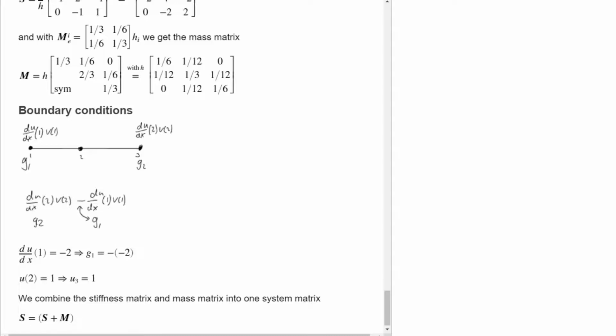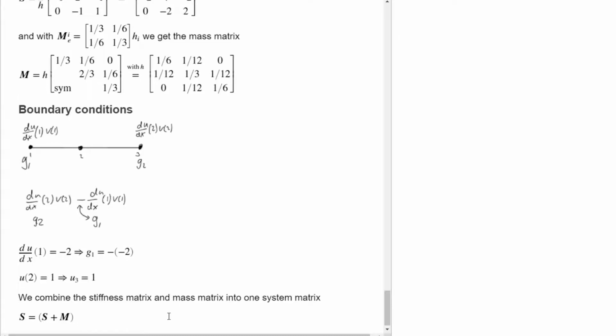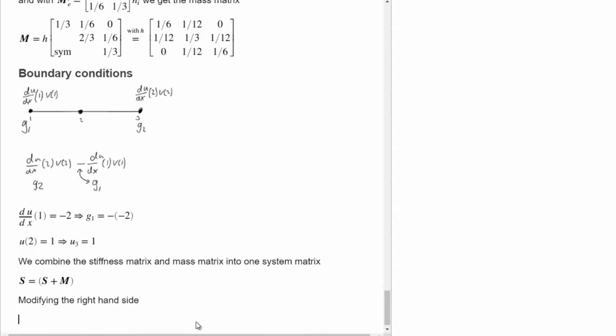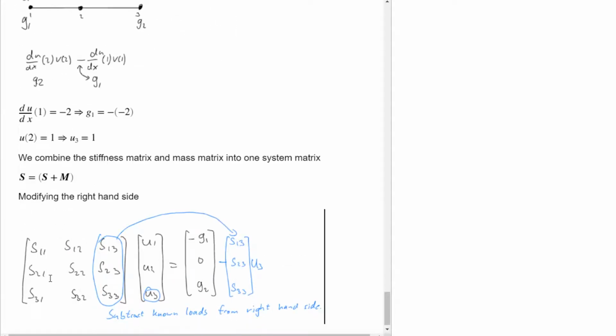Okay, we need to talk about modifying the right-hand side. So I've drawn this picture from the PDF lecture notes. We have our system matrix here, which is the combination of both S and M. And we have our solution vector here, and we have our right-hand side here, this black stuff. Now, U3 is known. It was known in the last lecture as well, and we didn't do this business. Why not? Because U3 in the previous lecture was actually 0. Now it's not. Now U3 is actually 1.